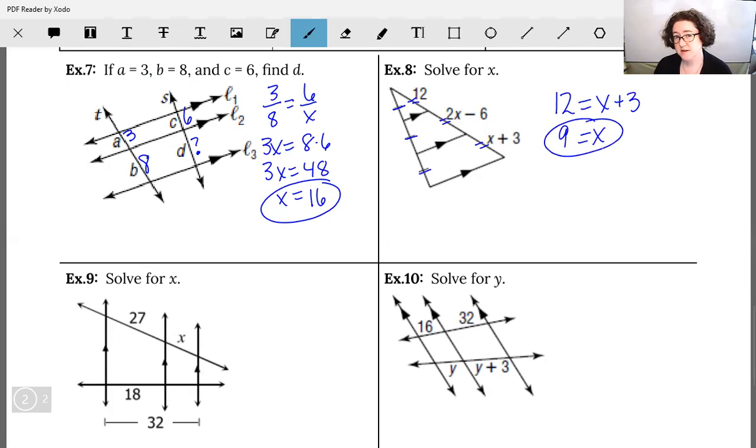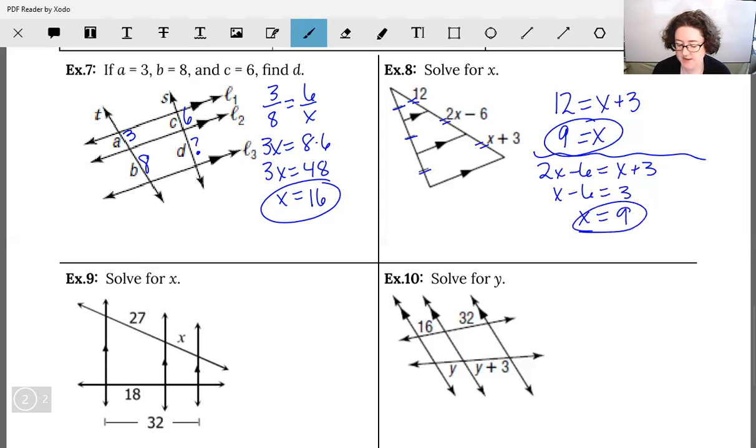This wouldn't be a bad scenario. If you're not sure if it's supposed to be that easy, pick a different combination and see if we get the same answer. So let's try 2x minus 6 equals x plus 3. So again, I'm going to subtract x from both sides. So x minus 6 equals 3. And then add 6 to both sides. Hey, we got the same answer out. Either method would work just fine.